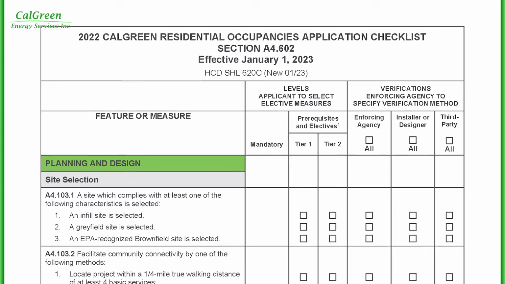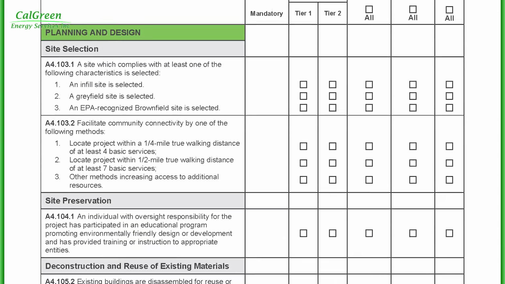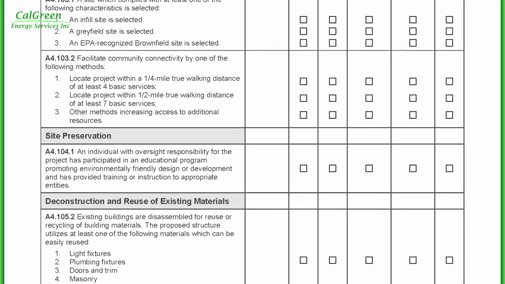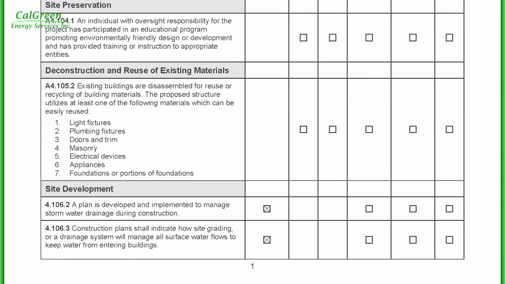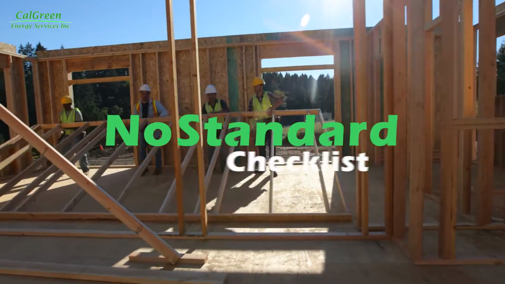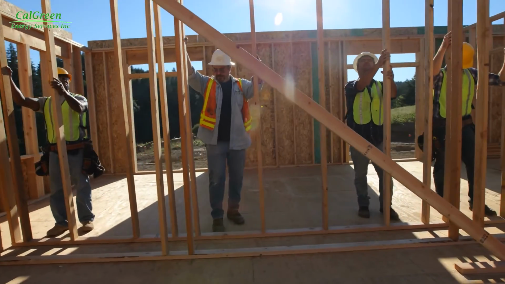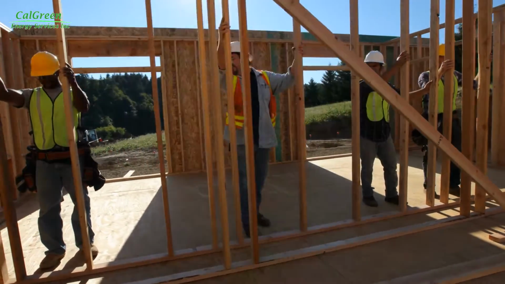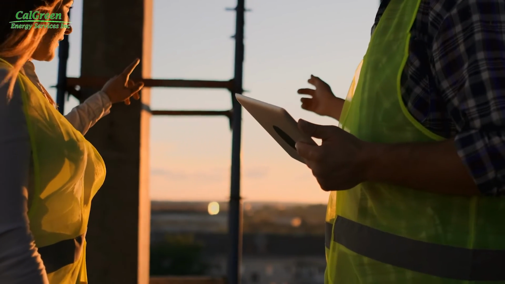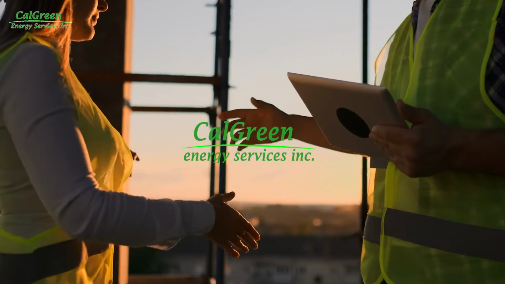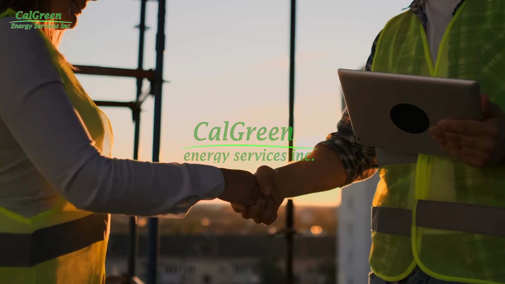The first question you need to answer for your permit application is, which checklist do I submit? It's important to know that almost every building department has a different checklist requirement. There is no standard checklist that is acceptable throughout California. You must use the checklist approved by your building department. So how do you find out the correct CalGreen checklist to use? The answer is either call CalGreen Energy Services and ask us, or call your local building department.